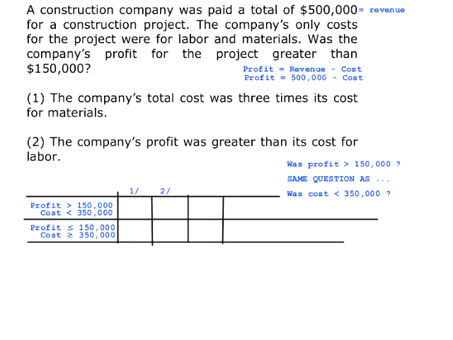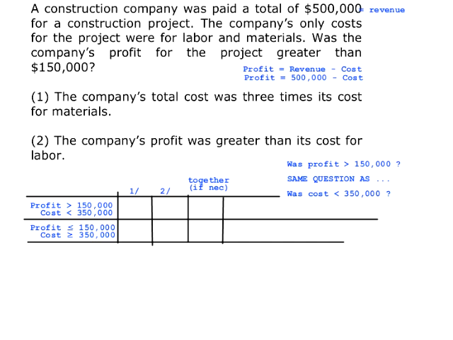So statement 1, statement 2, and then if necessary, together. Okay. We might not have to. We might. We'll see. Two check marks means not sufficient. Okay.